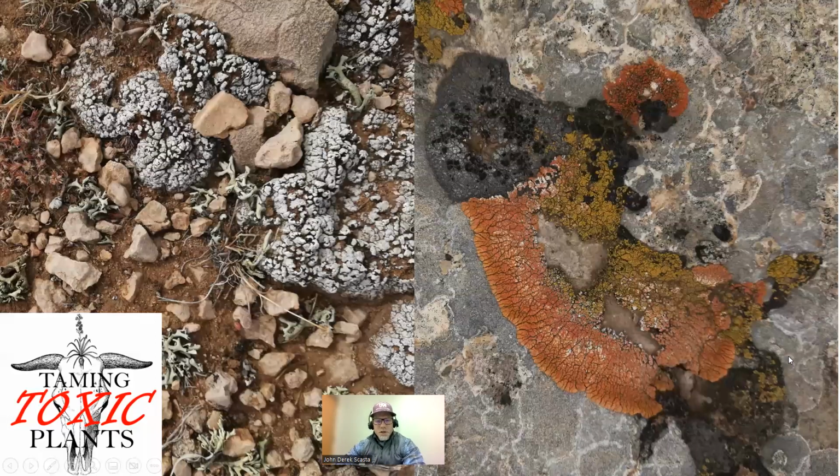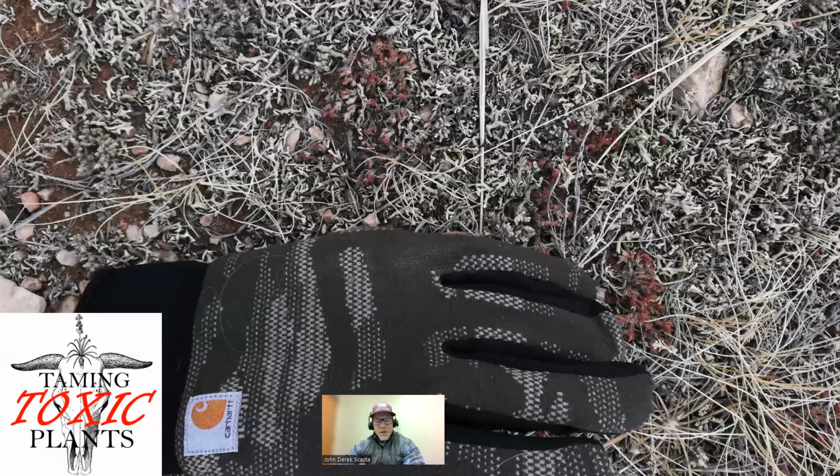Now, here's just two more examples to give you a visual impression of lichens you might see on the landscape. Again, these are on the surface of rocks or the soil, and they come in many different forms and colors, as you can see here. The glove in this picture just gives you a sense of scale and also shows the relative abundance of the lichens in this particular example.